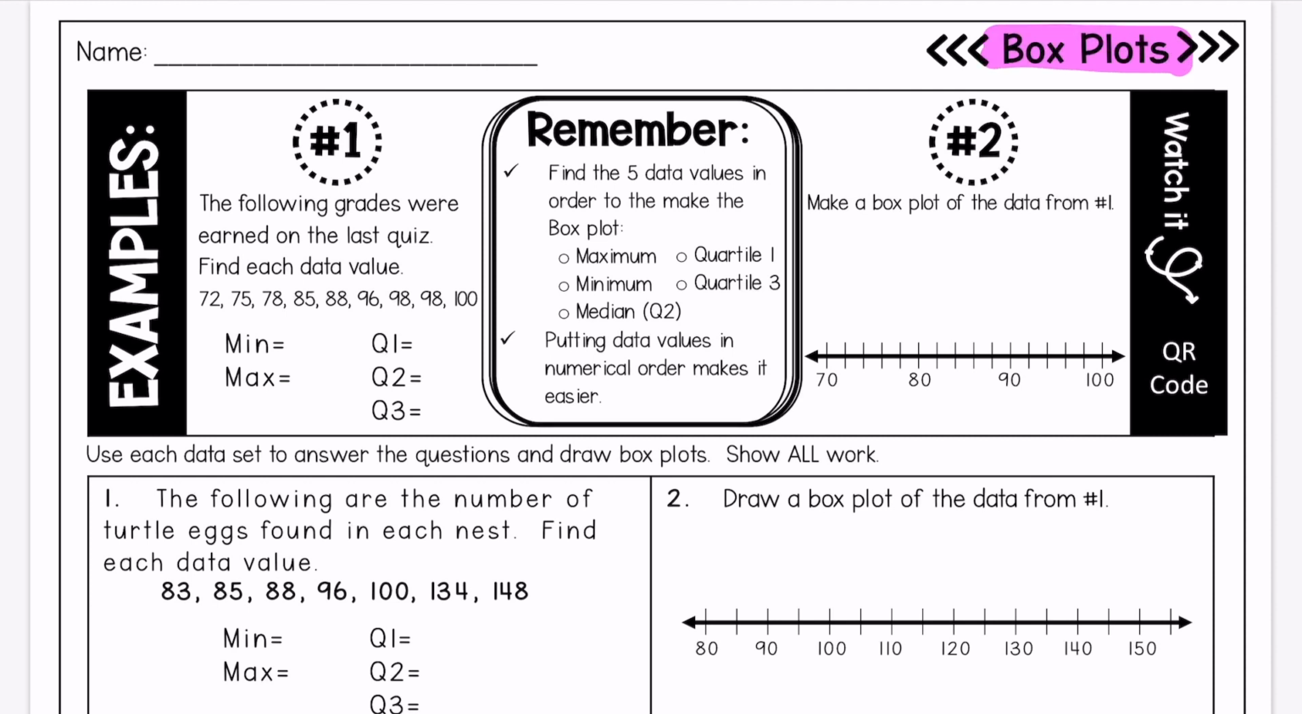Box plots. Let's start by looking at the box in the middle of things to remember when you're making a box plot. You need to have 5 pieces of data in order to make your box plot. They are, you need to know the maximum and the minimum, so those are just the highest and the lowest numbers. Then you need to know your 3 quartiles.